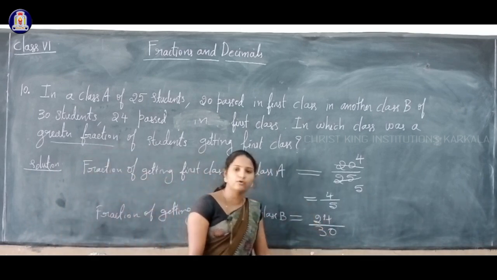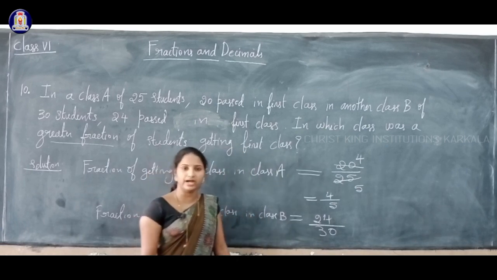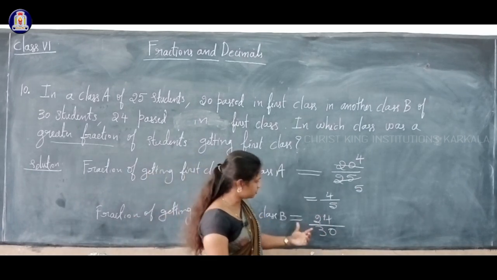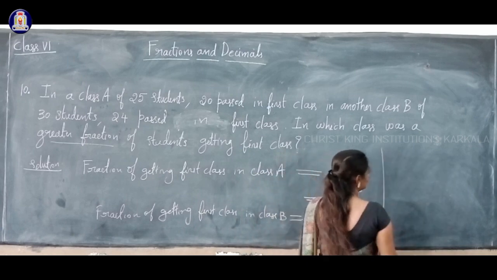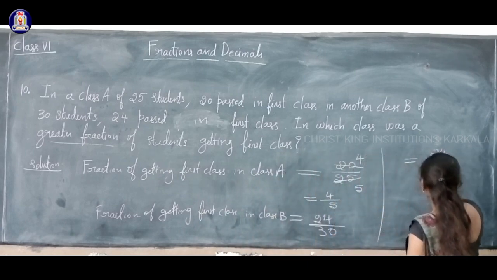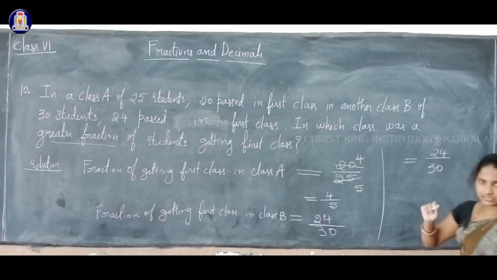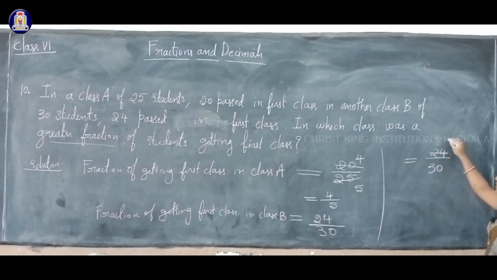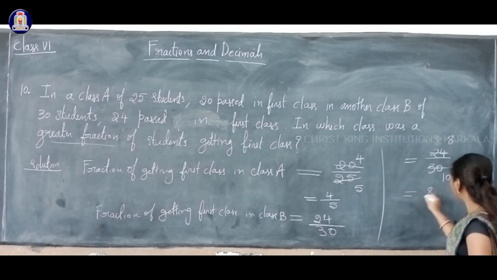See, 24 and 30 are both divisible by 3 table. So now we will divide this. 3 how much are 24? 3 8s are 24 and 3 10s are 30. So the remaining answer is 8 by 10.